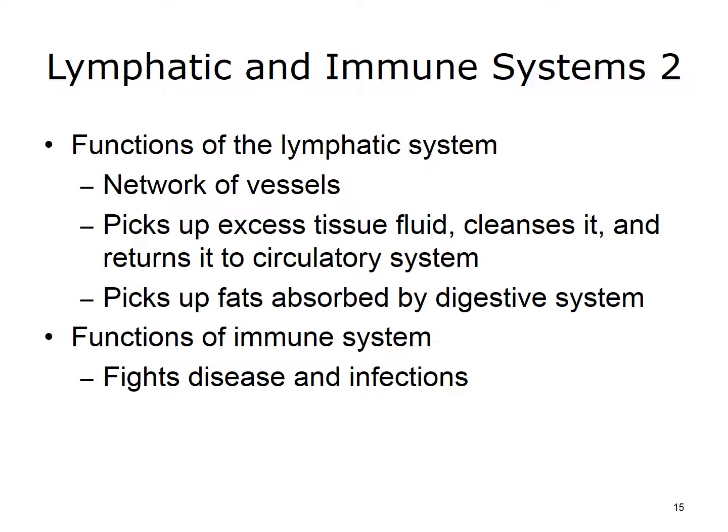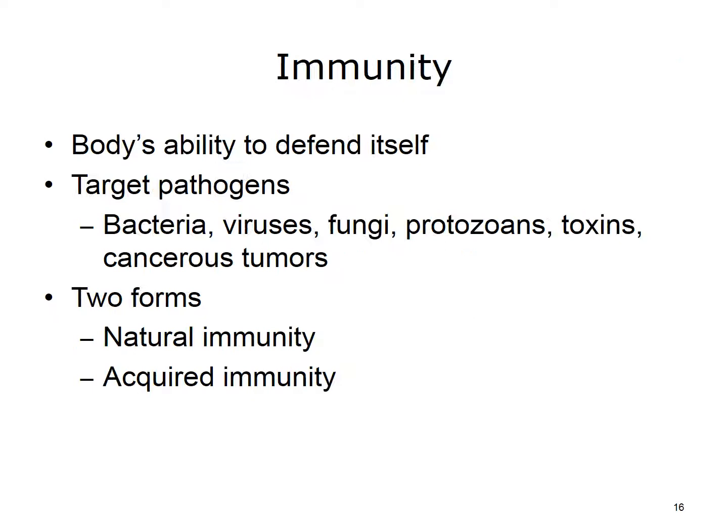The primary function of the immune system is to fight disease and infections. Immunity is the body's ability to defend itself against pathogens. Pathogens can be bacteria, viruses, fungi, protozoans, toxins, and even cancerous tumors. There are two forms of immunity: natural immunity and acquired immunity. Let's look at these two in a little more detail.